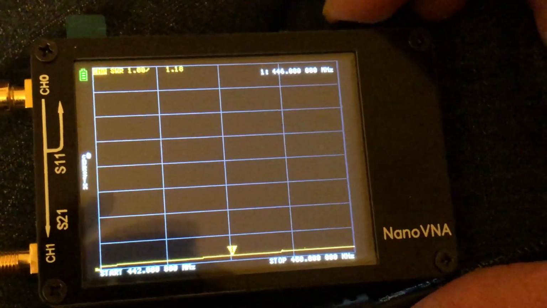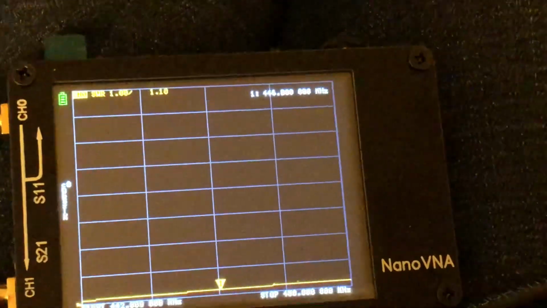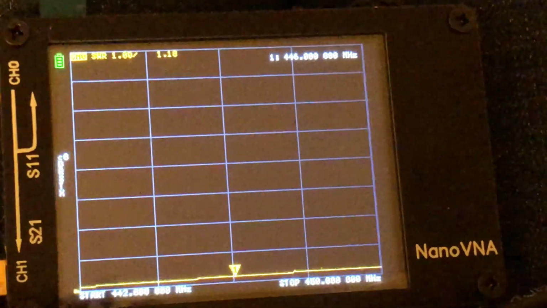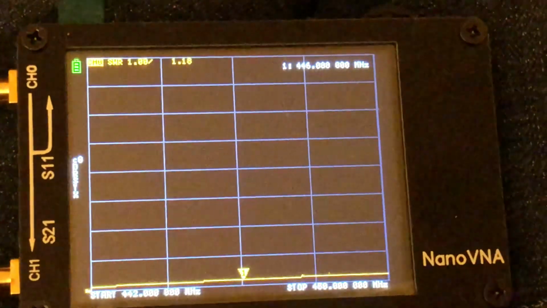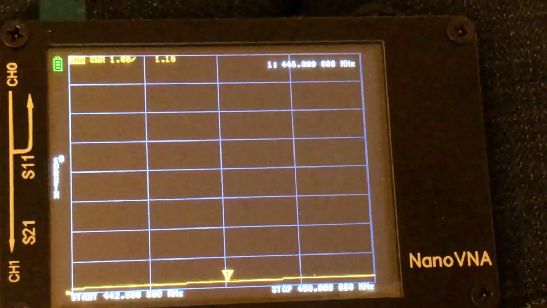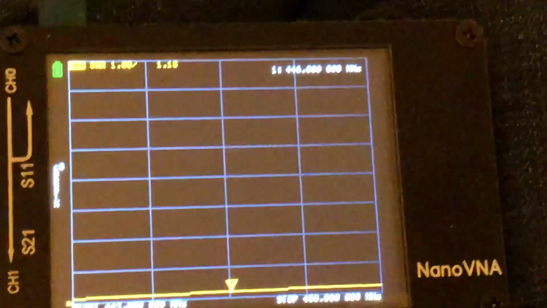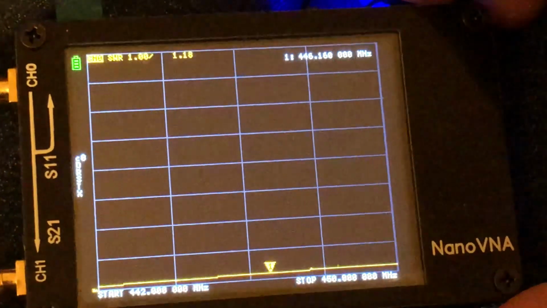It's in 445, there it is there. Let's see if I can focus this. So 446 FM, the calling frequency for 70 centimeters, and that's at 1.18 SWR. I am so ecstatic right now. So happy, so happy. So let's keep going here.